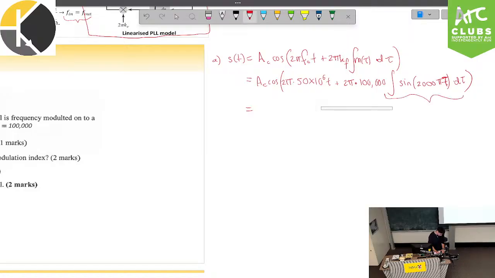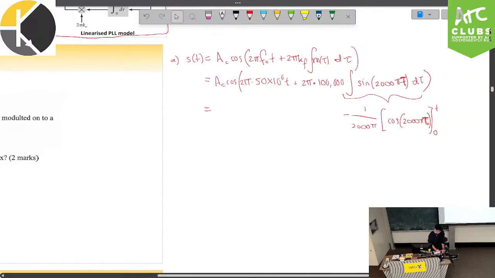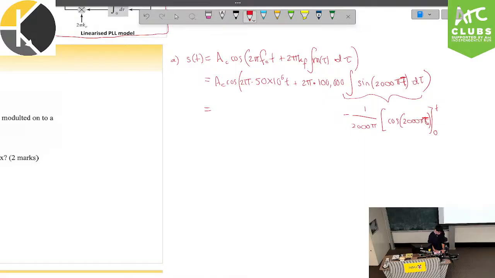So this would give you negative 1 on 2000π cos(2000πτ), sorry, this should be a tau again, between t and 0. If we sub in t, we'll just get cos(2000πt). If we sub in 0, this will be a 1. So this is equivalent to 1 on 2000π, (1 minus cos(2000πt)).